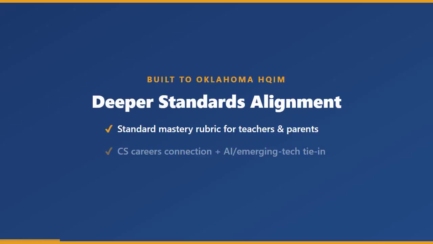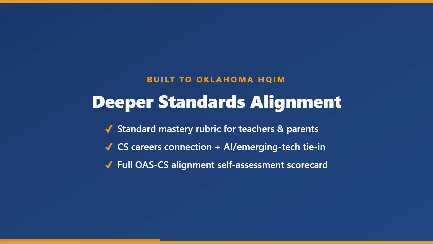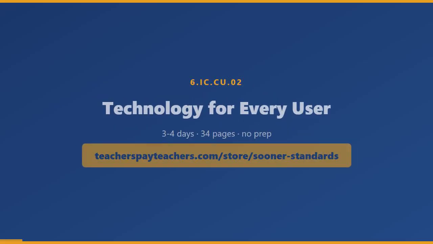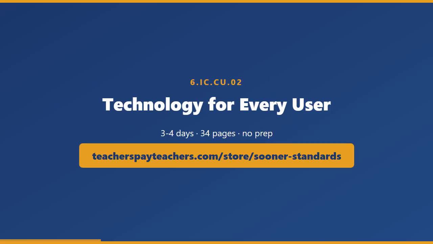Plus a 10-question assessment with answer key, group and individual activities, vocabulary puzzles, a family letter, and a certificate of achievement. That's 3 to 4 days of no prep, HQIM-aligned instruction across 34 ready-to-print pages.